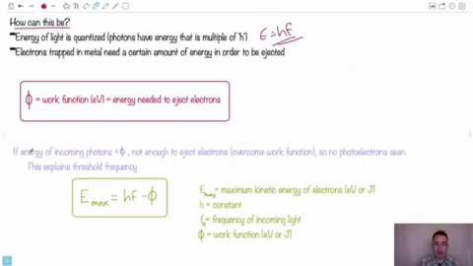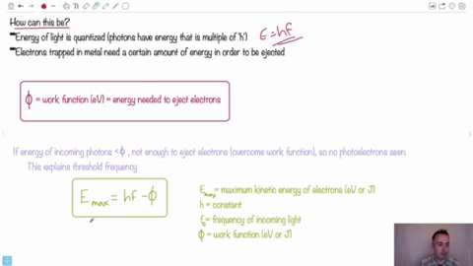What I think is interesting is if the energy of the incoming photons is less than this phi here, this work function, it's not enough energy to eject the electrons or overcome the work function. So that's why no photoelectrons are seen. That explains the threshold frequency. And then you're given this really handy equation here: Emax equals hf minus phi.